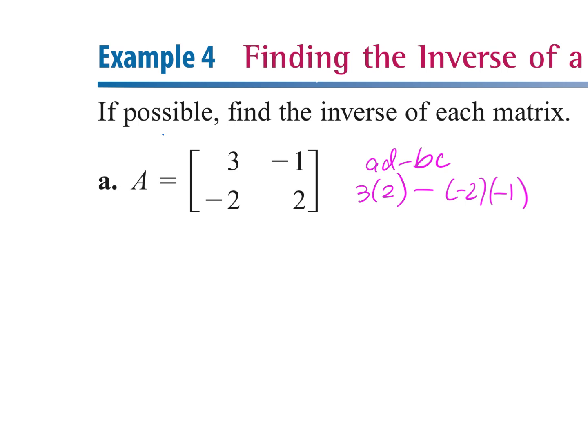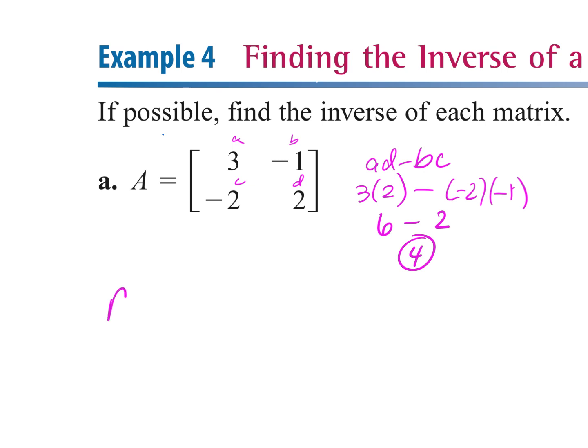I don't know if it matters, but which one's like B and C? This, it does matter. This is A, B, C, D. So 3 times 2 is 6. Minus, what is negative 2 times negative 1? 2. So my answer here is 4, correct? Right, negative 2 times negative 1 makes it positive. So then it would be minus.